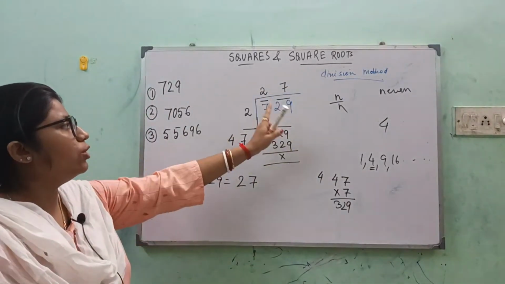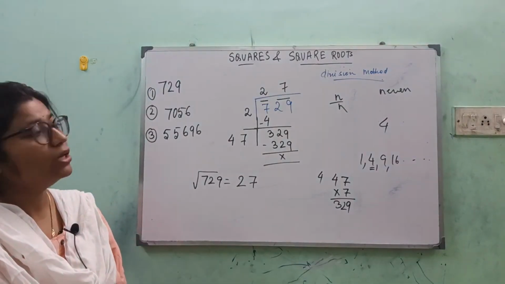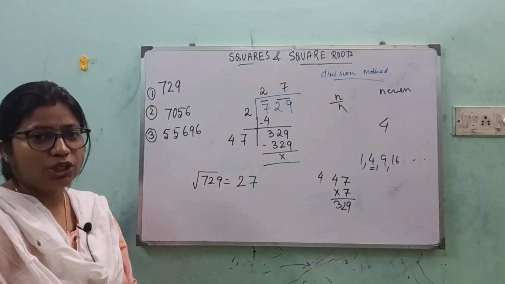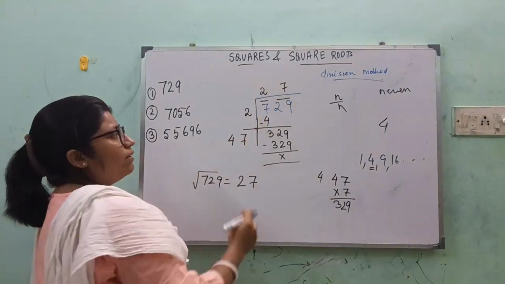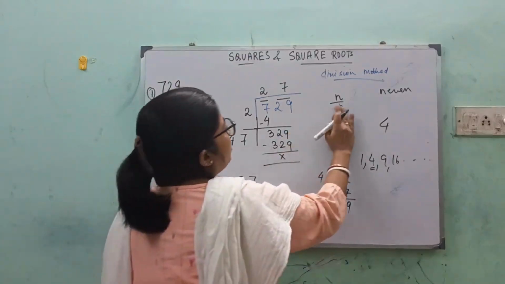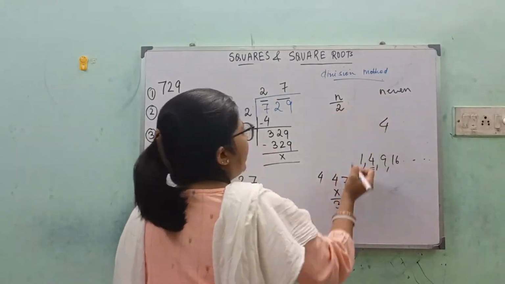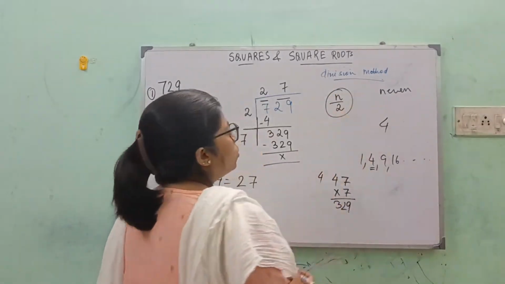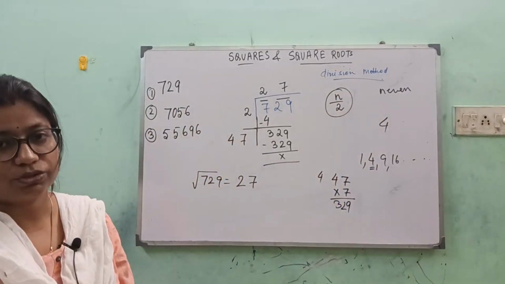For each pair you are getting one digit of the quotient, that is 1 digit of the square root you are getting. The number here is the square root. So for each pair you are having 1 digit of the square root. So if your n is even, that means you have n by 2 pairs over there. That means these many digits you have in the square root.